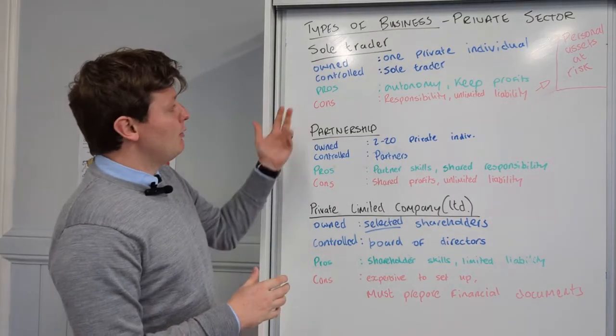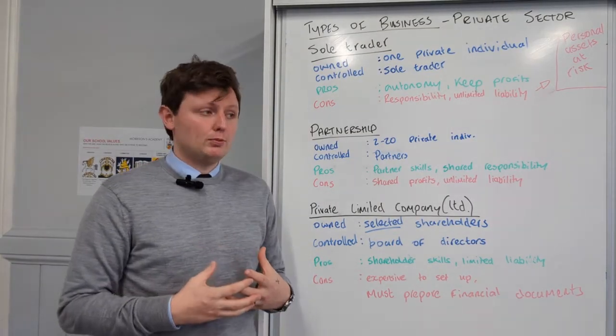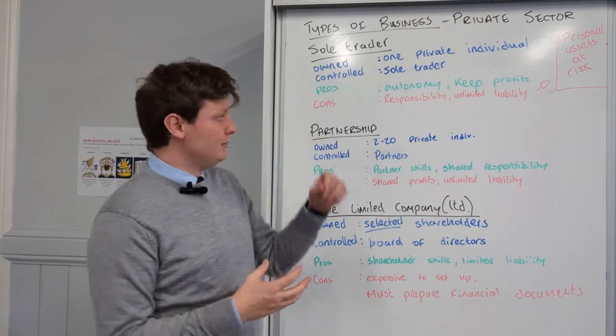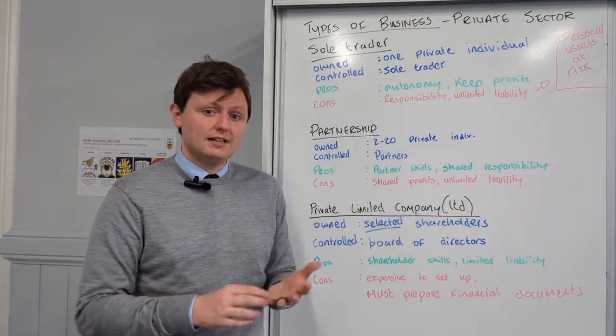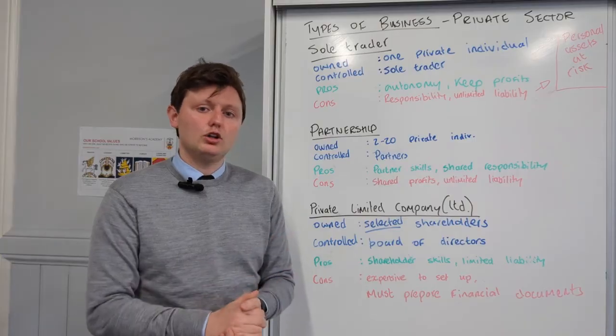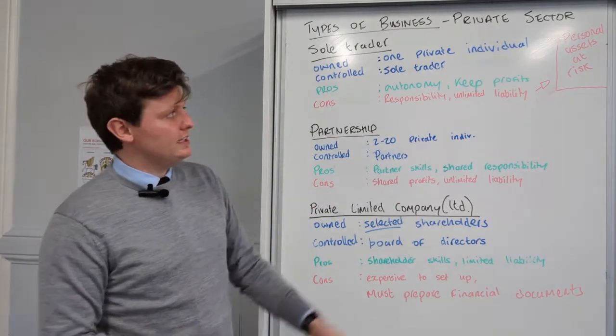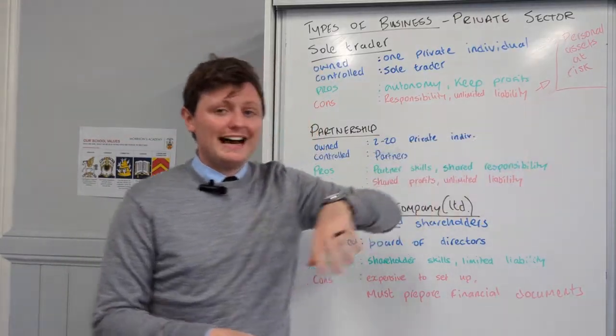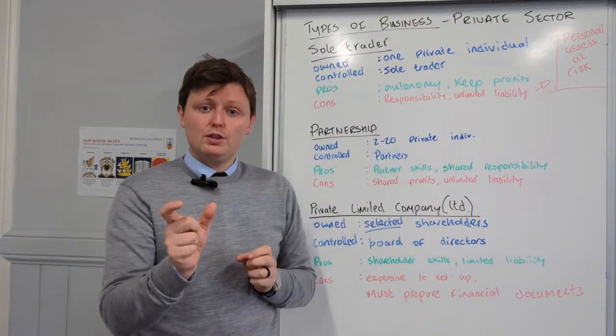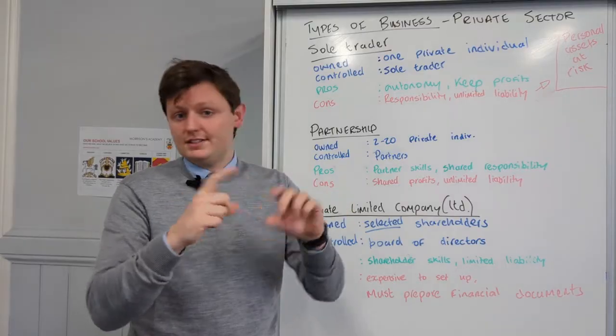However, at the same time, because there's no partners to share any responsibility with, the sole trader themselves has the responsibility of making all of those big decisions. And we have something in a sole trader called unlimited liability. And all that means is that in the eyes of the business, the people that own the business and the business itself are the same thing.